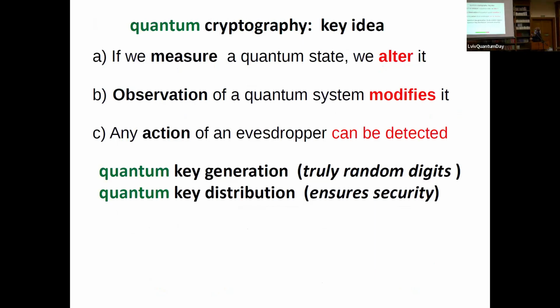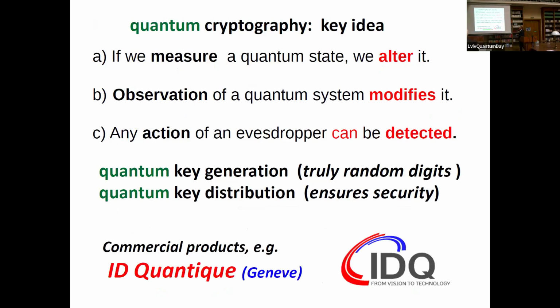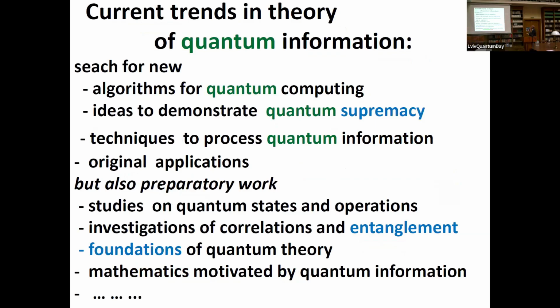Okay, concerning cryptography, the key idea is that if we measure a quantum state, we change it. But it's good news, because now if we want to send some secret information and somebody wants to overhear it, at least he will measure it, so he will change the state, and we can detect the action of the eavesdropper. So I will only mention that nowadays we have commercial products. Let's say there's a company in Geneva which sells such a commercial product to distribute the information key.